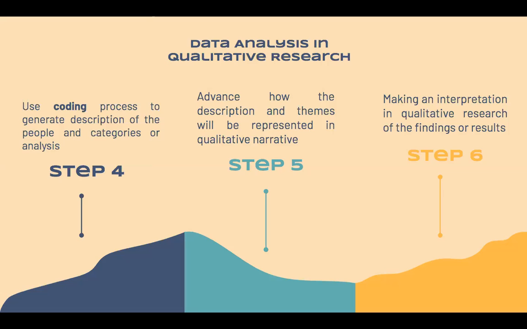And here are the rest of the steps in the data analysis. For the fourth step, we use the coding process to generate a description of the setting or people, as well as the categories or themes for analysis. The description involves a detailed rendering of information about people, places, or events in the setting. Researchers can generate codes for this description. This analysis is useful in designing detailed descriptions for case studies, ethnographies, and narrative research projects.